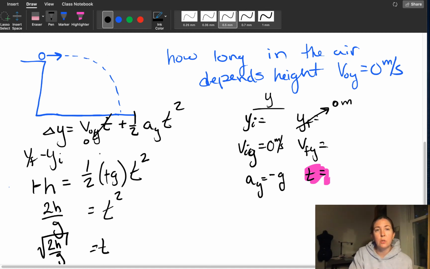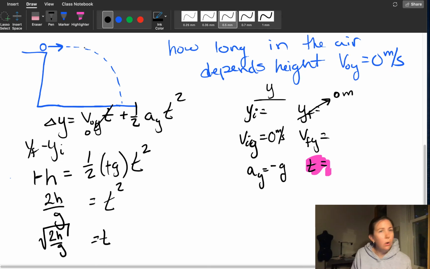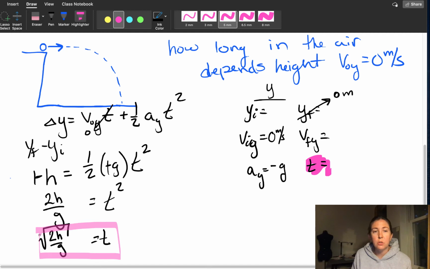This equation holds true all of the time. If it's one-dimensional motion, if it's two-dimensional motion, it holds true all of the time as long as that initial velocity in the y direction is 0. So this is an important equation. I mean, you can always derive it, but super important.